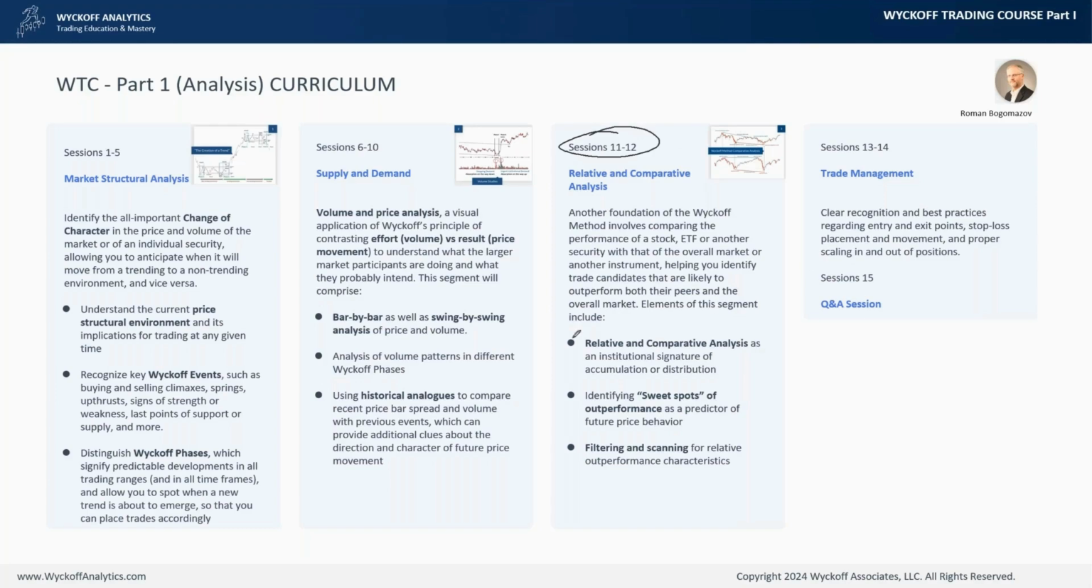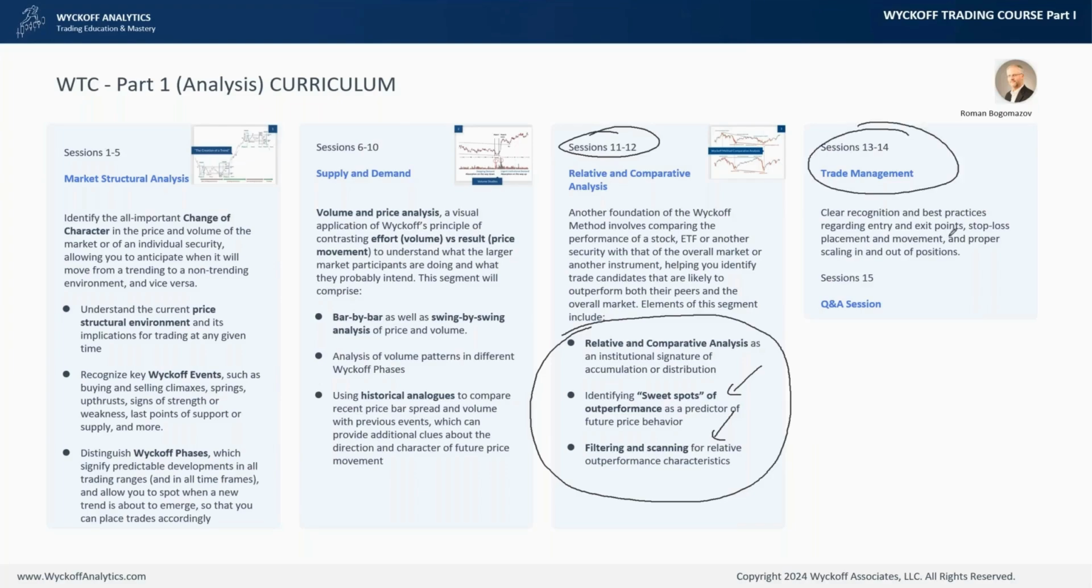So we are going to show you the way we look at the relative and comparative analysis. I'm going to introduce you to some of the proprietary stuff that we've developed, and we'll talk a lot about filtering and scanning. And the idea here is just to identify the best of the best opportunities for the market environment that we are currently in, and to use the least amount of time to come up with those ideas.